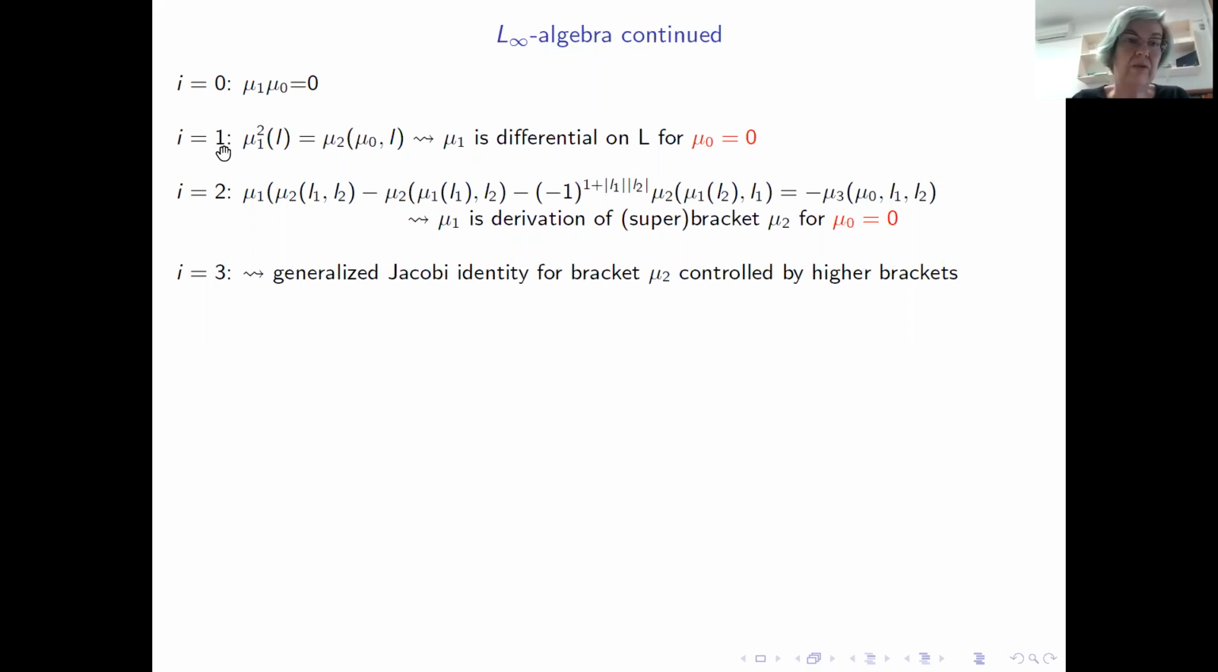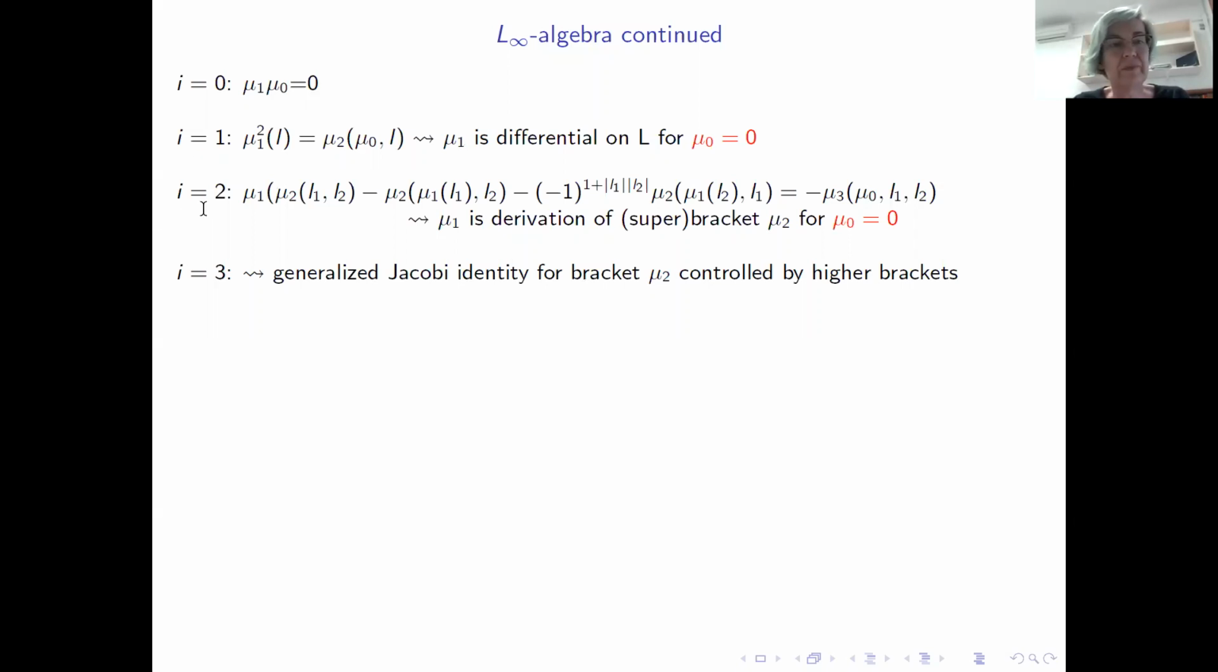When you take i equals 1, from this homotopy identity you will get the expression mu1 squared of some element in your graded space equals mu2 of mu0. And in the standard case, a flat or standard L-infinity algebra, this mu0 is 0, and you get something like mu1 squared on L is 0. So basically, you have a differential on your L, on your graded space L.